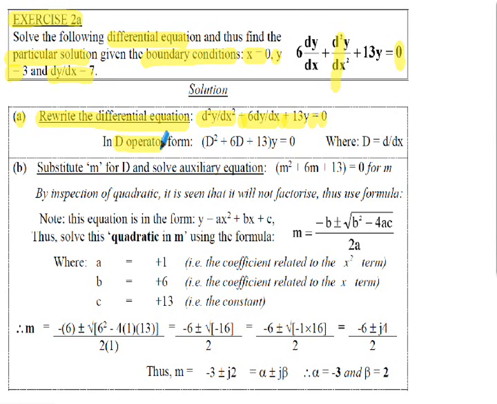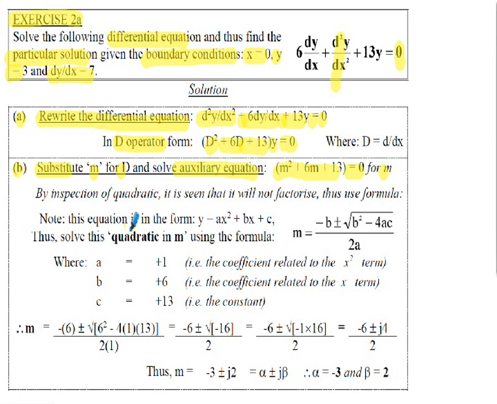Now rewriting in the operator form, that becomes D squared plus 6D plus 13 in a bracket multiplied by y is equal to 0. In step 2 we're going to now substitute m for D and solve the auxiliary equation. So m squared plus 6m plus 13 is equal to 0. We're going to solve for m.